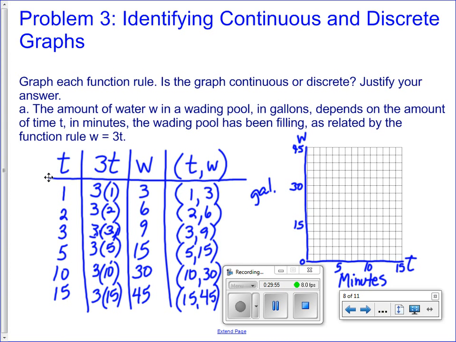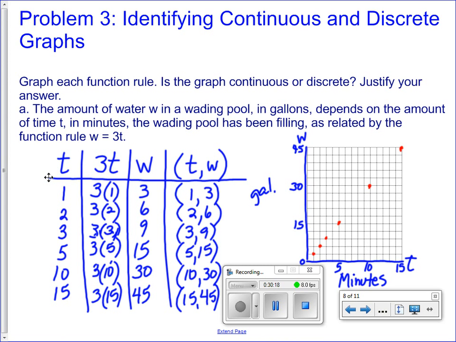We have (1, 3), which would be right here, (2, 6), (3, 9), (5, 15), (10, 30), and (15, 45).